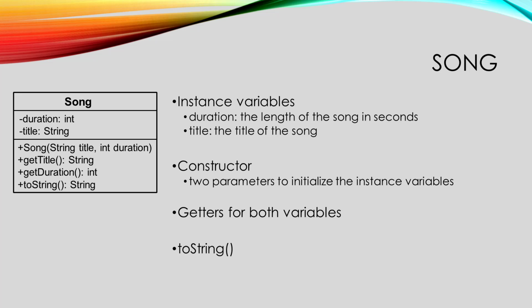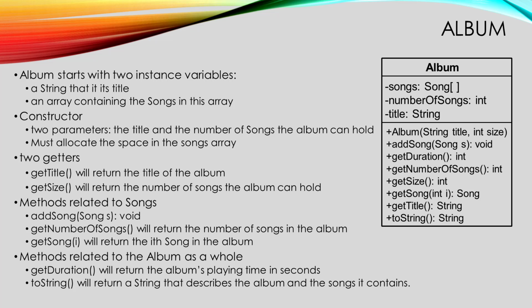The Song class is a lot like the Card class from the Deck of Cards lab. Its 2 instance variables are an int containing the length of the song in seconds and a string that is the title of the song. The class has getters for both of these variables. The challenge in this class is the toString, but it only uses things you've seen before.